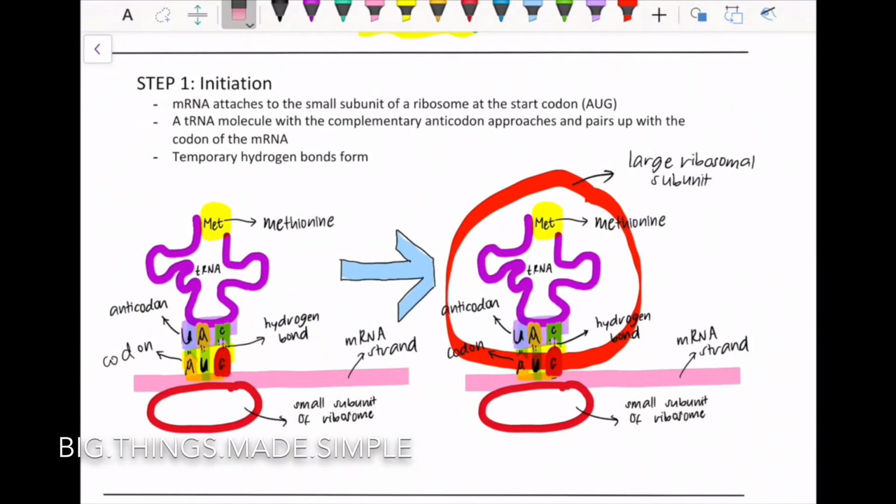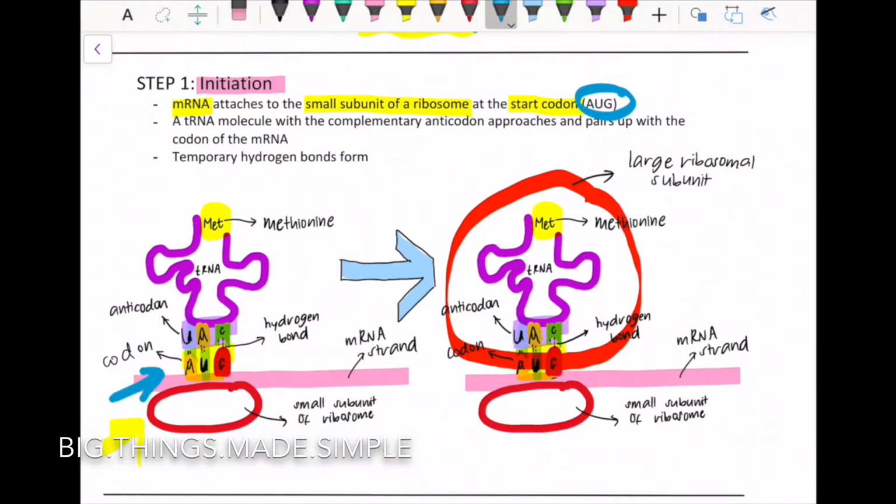Okay, so now let's jump into the process of translation. The first stage of translation is the initiation stage. Here, an mRNA strand attaches itself to the small subunit of a ribosome, which is this one. It will always attach itself at the start codon, which is usually AUG. This is the nucleotide base sequence that will usually be the start codon of an mRNA strand, as you can see in the diagram.